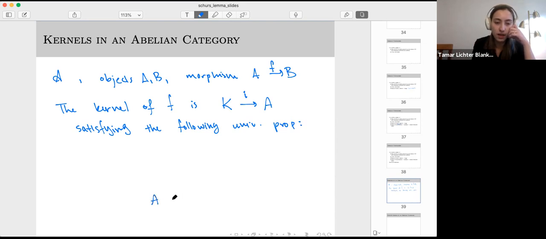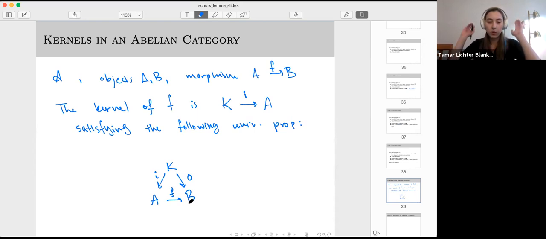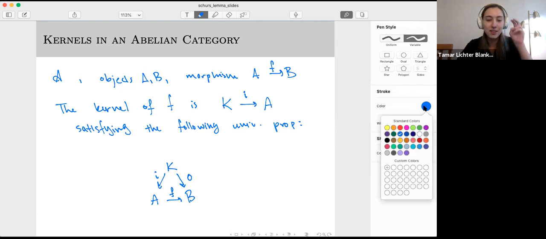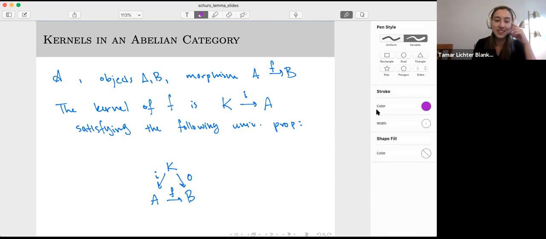I'm going to draw on the bottom my map, my morphism A to B, and K is my map to A. The first thing about the kernel is that it has to compose with F to 0. Which makes sense, right? Because if you map from the kernel into your object A, and then apply the map that you're the kernel of, you should get 0. It's like everything in the kernel goes to 0, except we don't have elements necessarily.